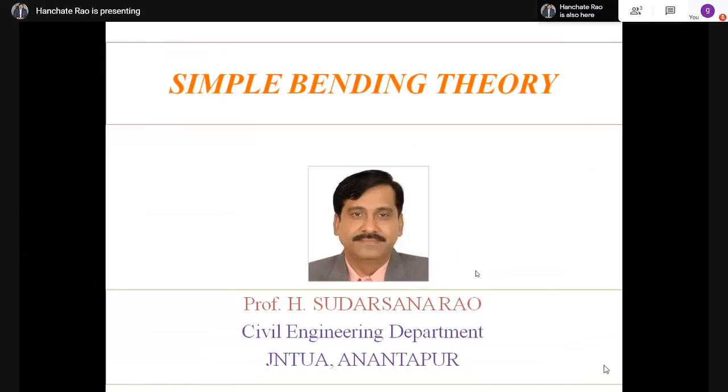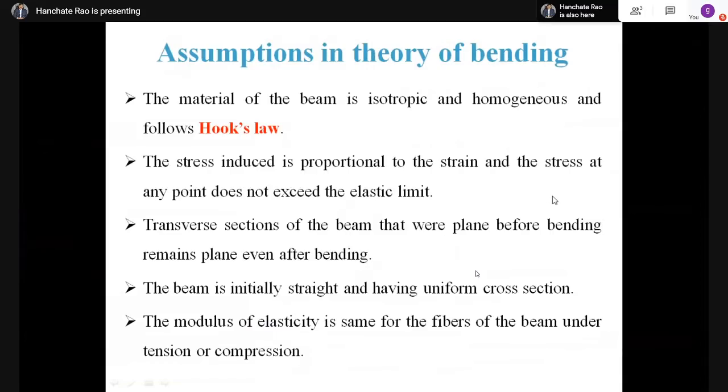We are going to understand the simple bending theory, how these structures can be analyzed when they are under simple bending. Actually, the bending theory is a very complicated phenomenon. If you want to analyze the bending, in addition to bending, at every cross section there may be shear force, torsion, and some temperature stress. If you consider all these, the bending theory becomes complicated.